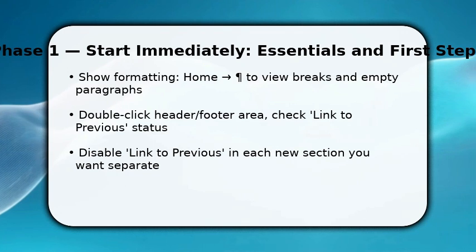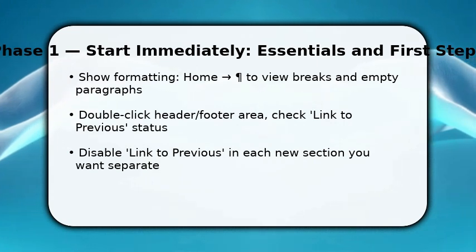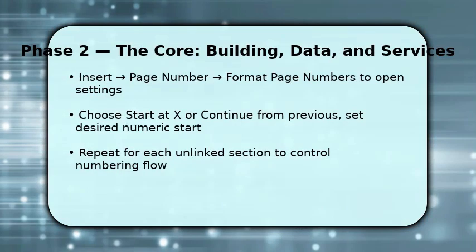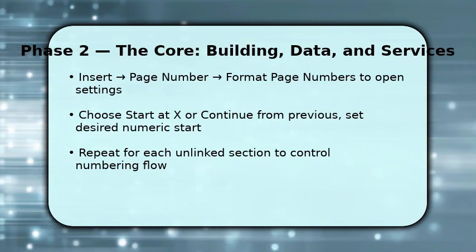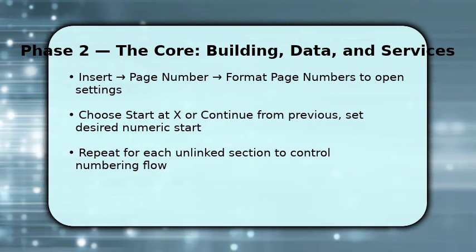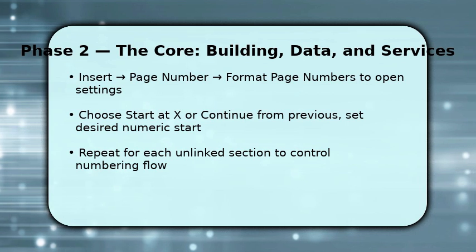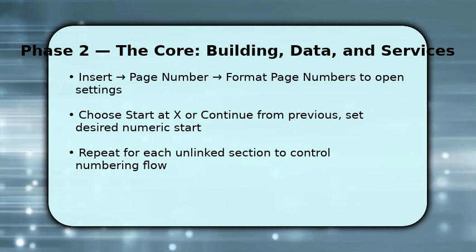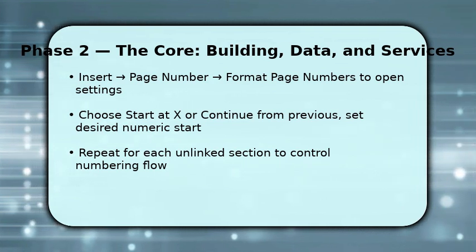Once done, leave the header open and move to the page number controls. This is where you'll set the numbering sequence for each independent section. Now, with the header/footer editable and sections unlinked, choose Insert, right arrow, Page Number, right arrow, Format Page Numbers. You'll see two important options: continue from previous or start at a specific value. Use start at to reset numbering after a section break, for example, when numbering front matter versus main content.